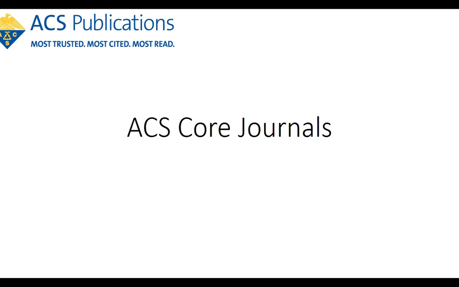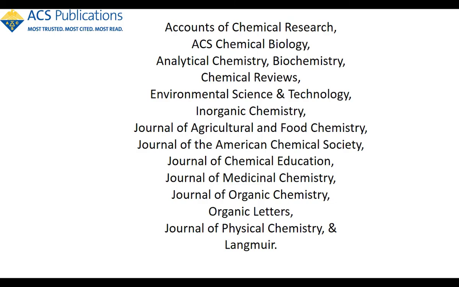The core journals are a list of those 15 titles that we can use an unlimited number of articles in. These are the list of the core journals: Accounts of Chemical Research, ACS Chemical Biology, Analytical Chemistry, Biochemistry, Chemical Reviews, Environmental Science and Technology, Inorganic Chemistry, the Journal of Agricultural and Food Chemistry, the Journal of the American Chemical Society, the Journal of Chemical Education, the Journal of Medicinal Chemistry, the Journal of Organic Chemistry, Organic Letters, the Journal of Physical Chemistry, and Langmuir.